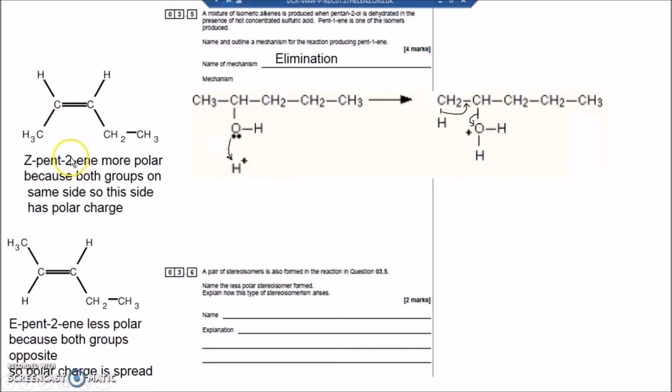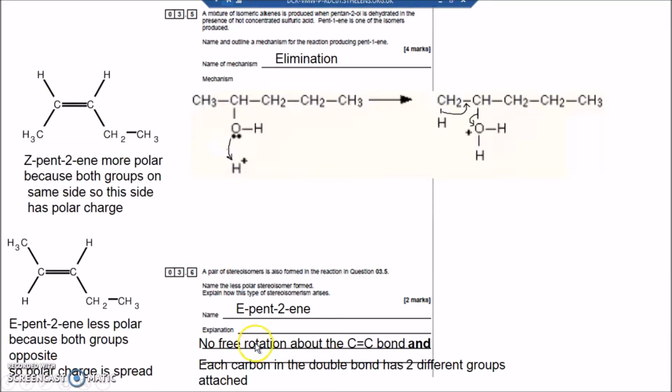Now there's two forms of pent-2-ene, there's Z and there's E, because there's no free rotation around that double bond, so the atoms get fixed in positions in space. No free rotation about the carbon-to-carbon double bond. Each carbon in the double bond has two different groups attached, and the groups get fixed in position in space.